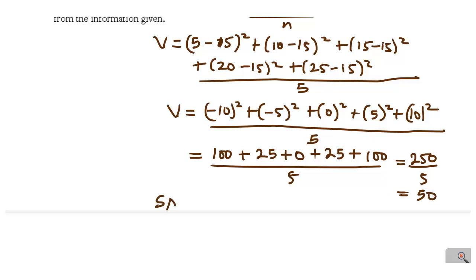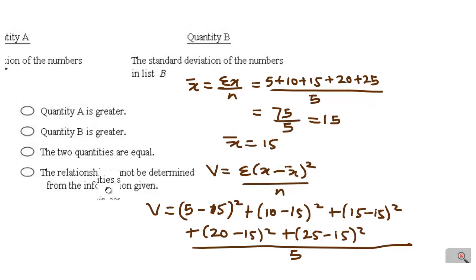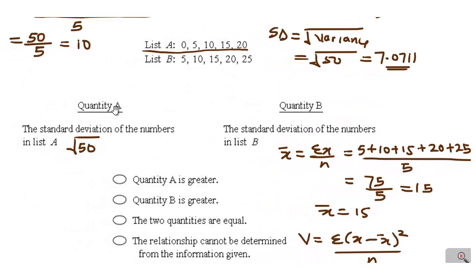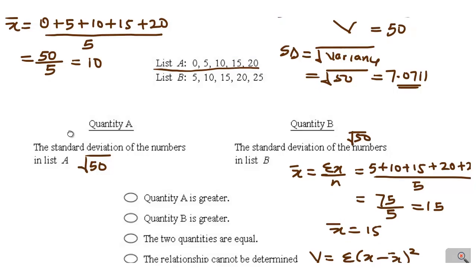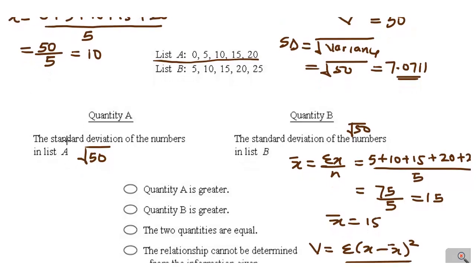So standard deviation is equal to square root of variance. So we can say that standard deviation in this case is also square root of 50. So for quantity B, we have square root of 50. By observation, quantity A and quantity B are equal. So the correct option is this option.